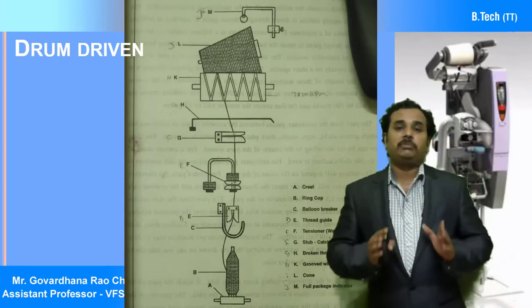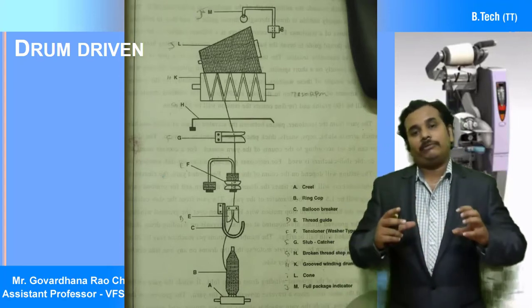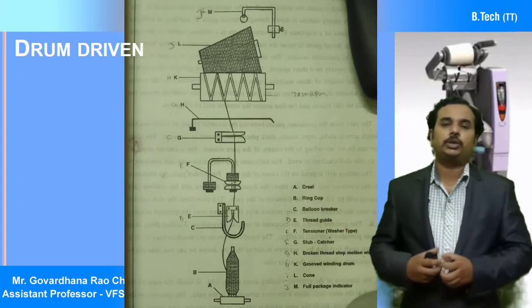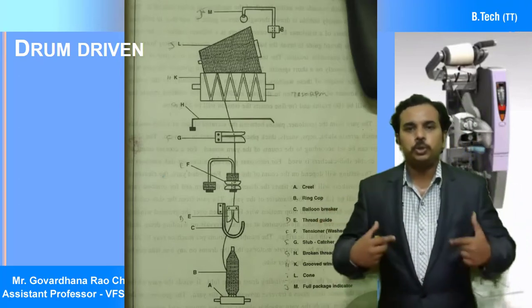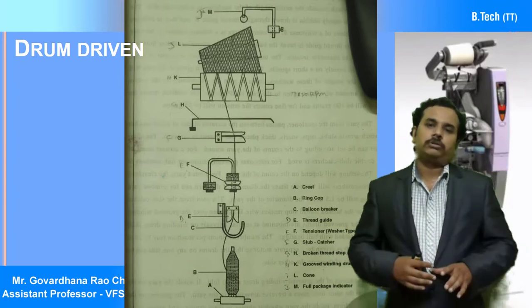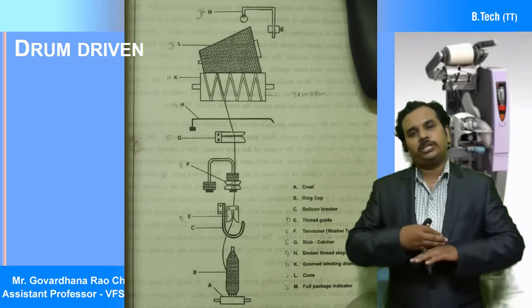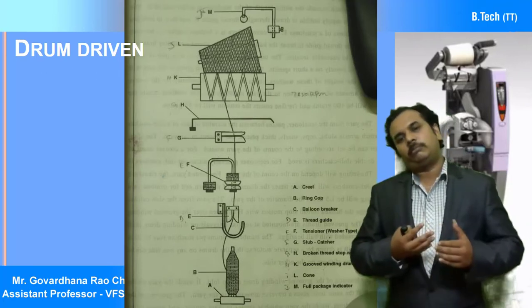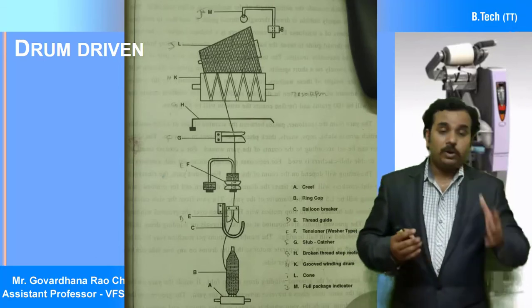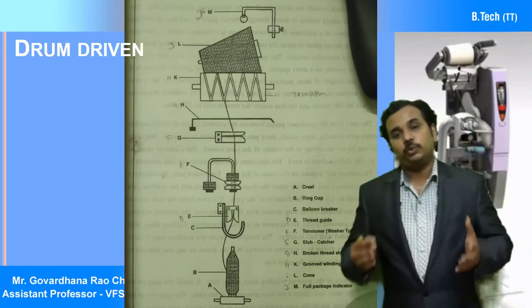So the drum driven winding machine has a rotary motion, nothing but a motor which is connected directly to the drum. So the drum is going to rotate. On top of the drum we mount the cone, so that because of the frictional contact between the drum and the package, the package is going to be driven. So this is how the drum driven mechanism works.